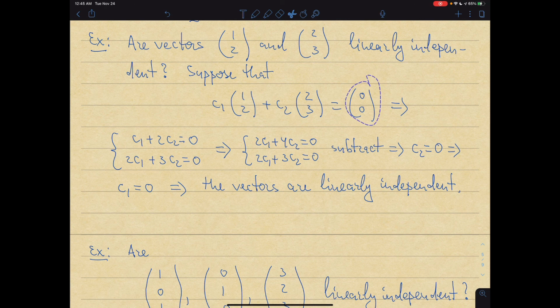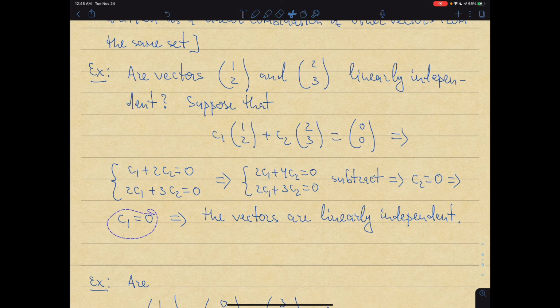So actually this gives me a system of two equations with two unknowns, C1 and C2, by just adding vectors together. So C1 plus 2C2 is equal to 0, and 2C1 plus 3C2 equals 0. By solving this system, you quickly find that C1 and C2 both must be equal to 0. So that means that the vectors are linearly independent.